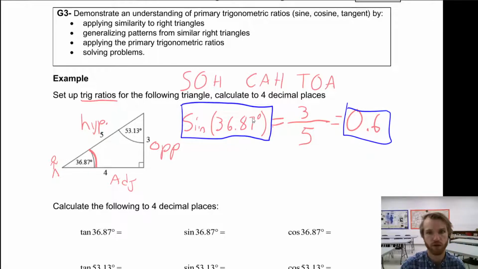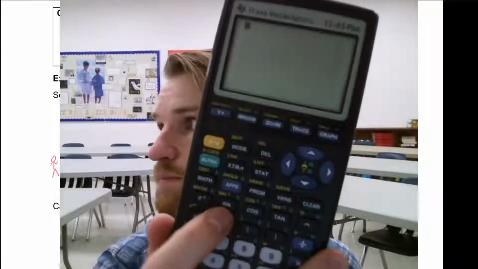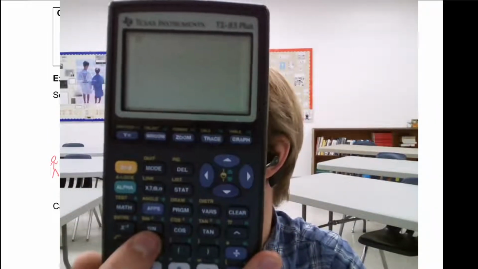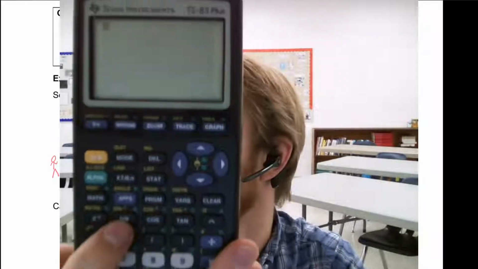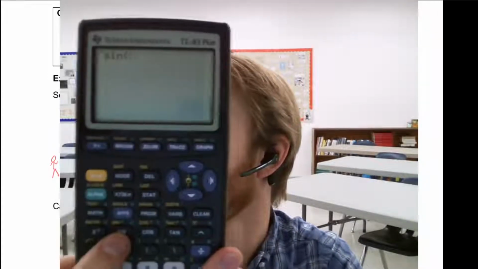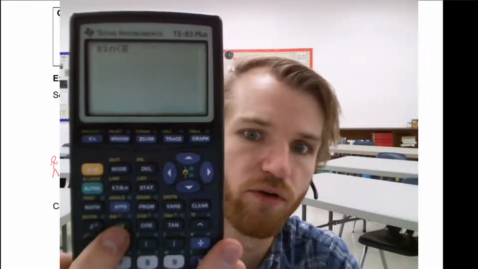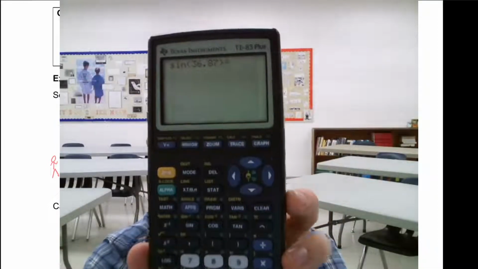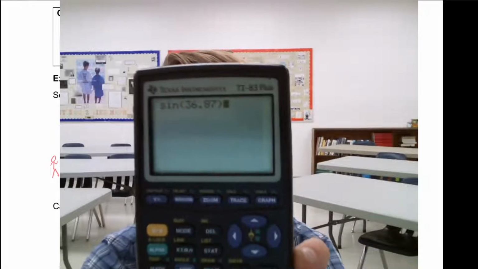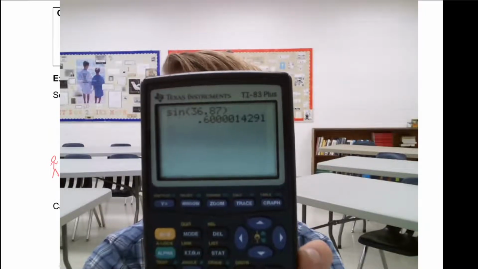But your calculator also has these things memorized. It knows what the sine ratio of 36.87 degrees is. So in your calculator, there's a sine button. Your calculator might be slightly different, but as long as you have a somewhat scientific calculator, you'll have a sine button. So you press the sine button and up pops sine. And then you put in 36.87 degrees, and I just close my bracket there. It'll still work if you don't close the bracket, but I put it in there just to look nice. I press enter.